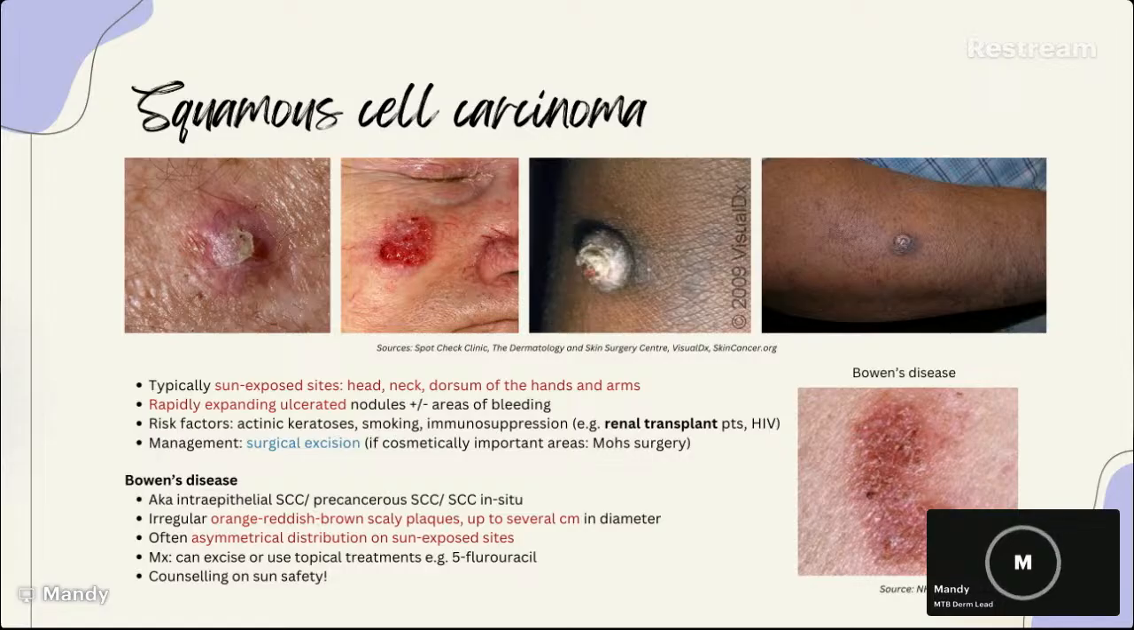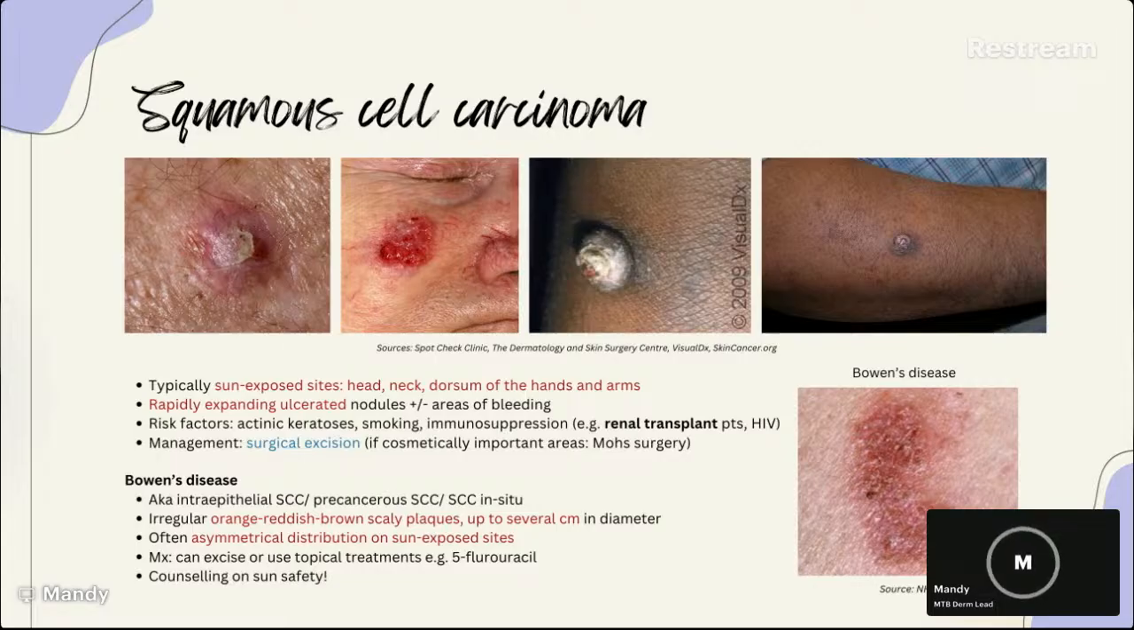I've just included a small section below on Bowen's disease. So Bowen's disease is also known as intraepithelial SCC, also known as precancerous SCC or SCC in situ. Now, it's precancerous SCC, sorry. So there's a potential that, of course, these will develop into SCC. But the lesions themselves, I just wanted to show you guys how it can be slightly different to what we would expect from an SCC.